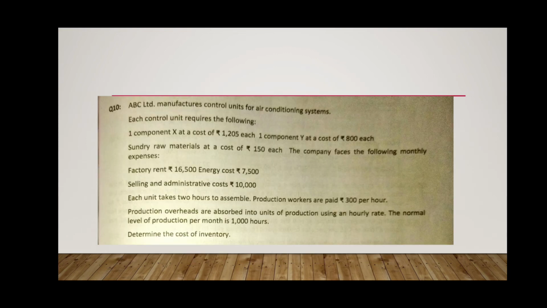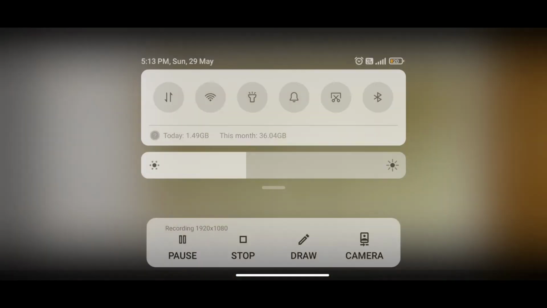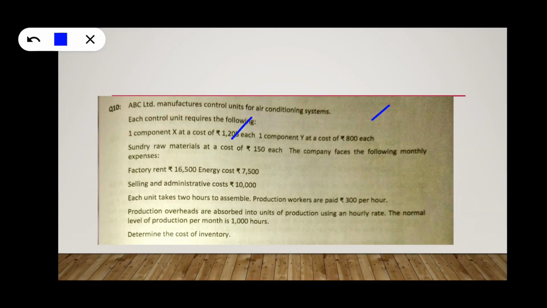Next example, ABC Limited makes air conditioning systems. Each control unit requires the following. For producing one unit, we need one component X at a cost of 1,205 each, one component Y at a cost of 800 each, and sundry raw material cost of 150 each. The company faces the following monthly expenses: factory expenses, energy cost, and selling and admin expenses.